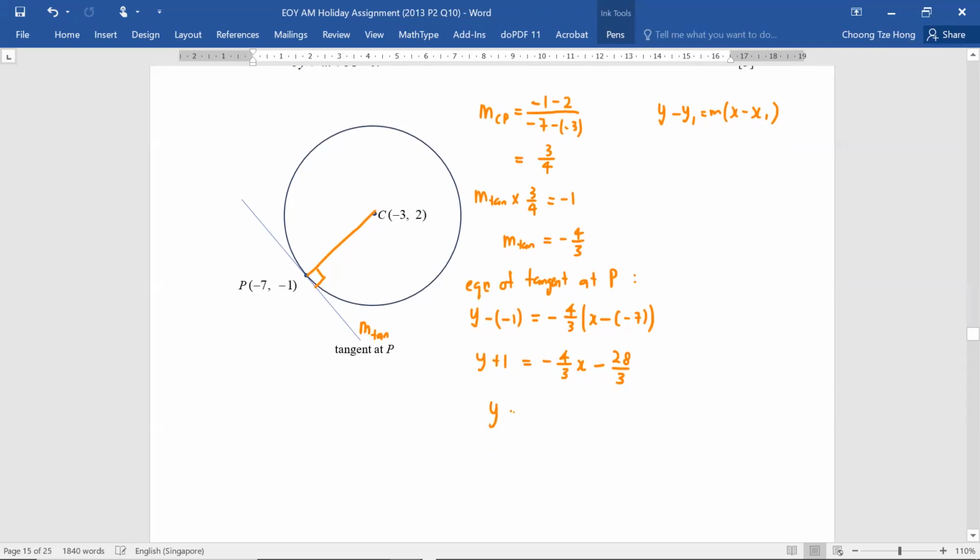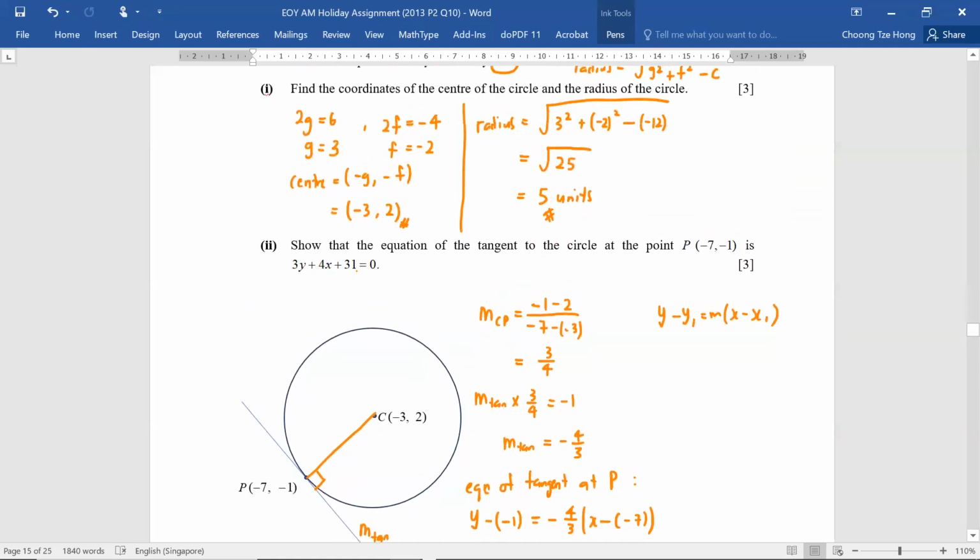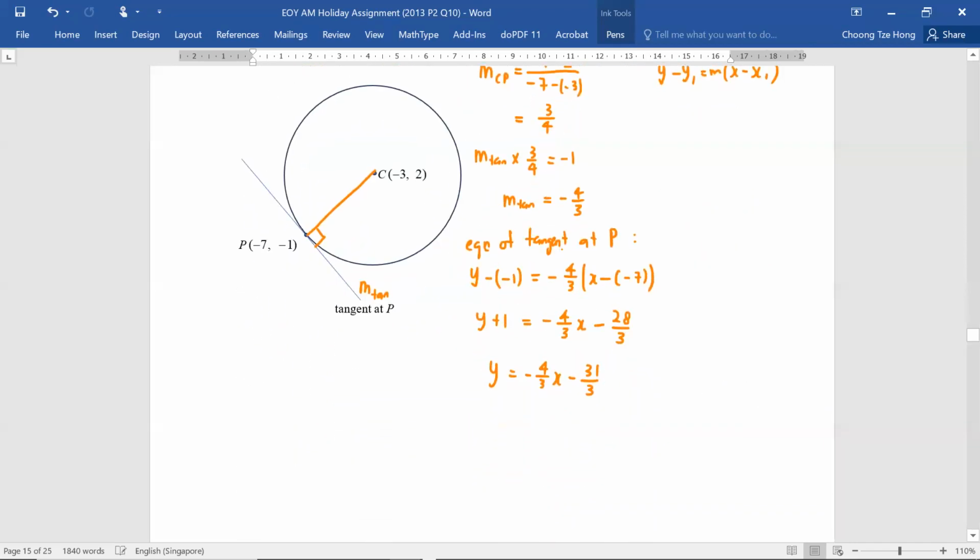So just bring the 1 over. So minus another 3/3, you will get 31/3. But we're not done yet because they want us to put it in this form, right? 3y plus 4x plus 31 equals 0. So we're going to multiply by 3 throughout, and then after that, bring everything to the left side. Okay, so shown, all right? Not too difficult. In fact, this is a rather standard question that is always asked. Circle question, all right?